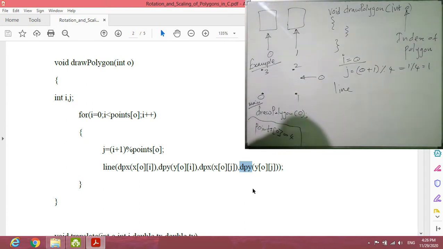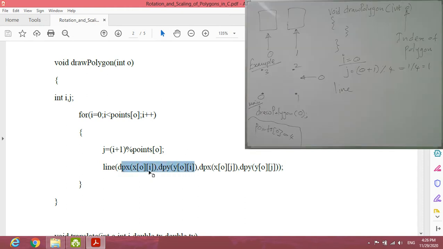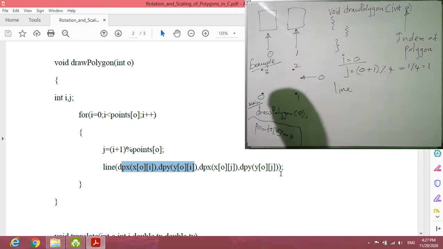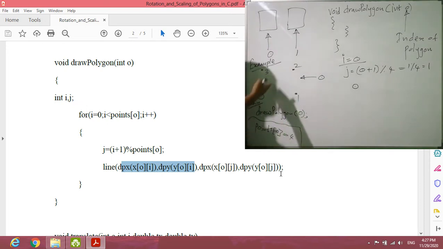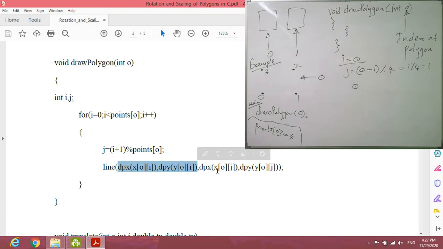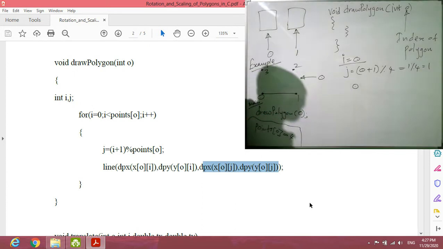Now here we pass o[i], then here o[j]. That means here we have used our zeroth polygon, and in this particular situation our i is 0 and our j is 1. Therefore 0 and 1 we draw.